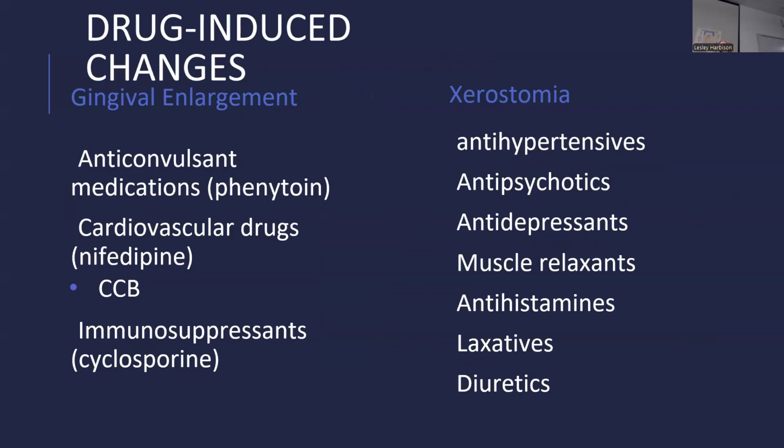Okay, so some more drug-induced changes. We've talked a lot about gingival enlargement with different kinds of medications, especially the anticonvulsants like phenytoin, cardiovascular drugs, the calcium channel blockers, and immunosuppressants like cyclosporin. All of those can cause gingival enlargement, and they're all pretty different drugs. Different populations could potentially be taking those, but those are the main ones. And then for xerostomia, a lot of these ones that we just listed on the other page as well.